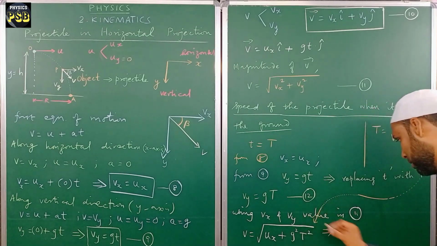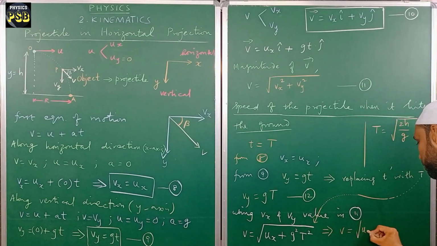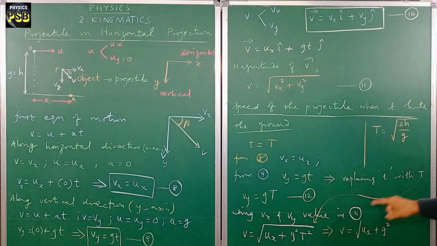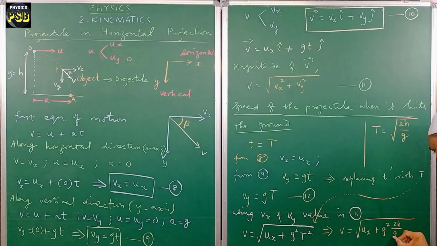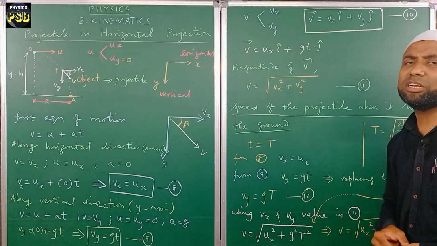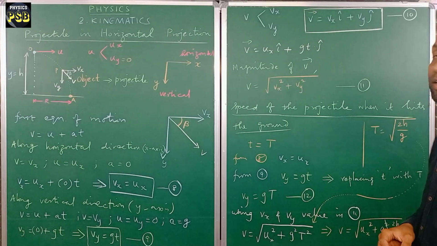If you use this one here, what do you get? You get this V value found to be equal to root of Ux square plus g square times T square, which is nothing but 2h upon g. Clear? So here this and this get cancelled, and in the next step we get its value to be equal to root of Ux square plus 2gh. This final expression gives us the speed of the projectile when it hits the ground.